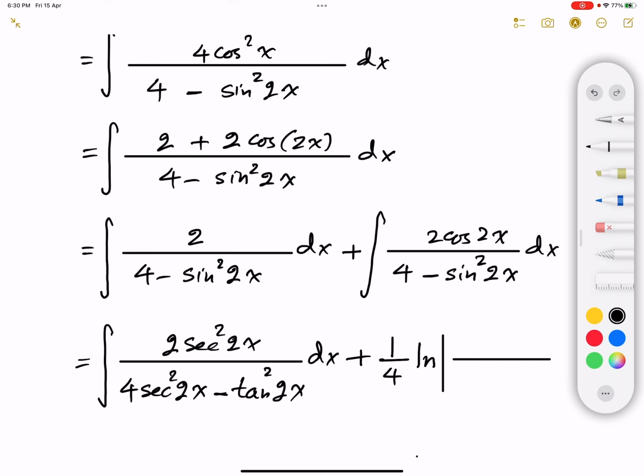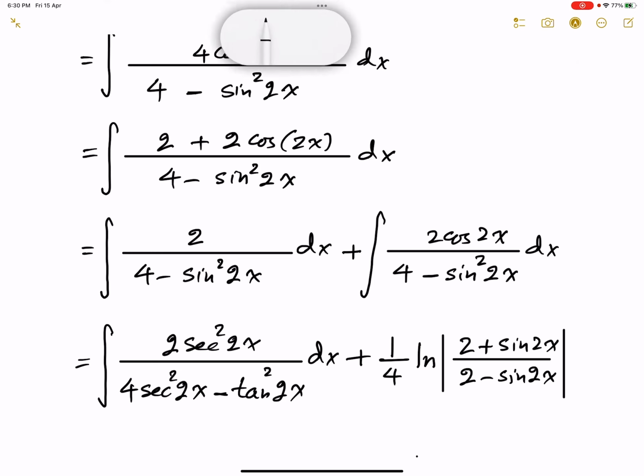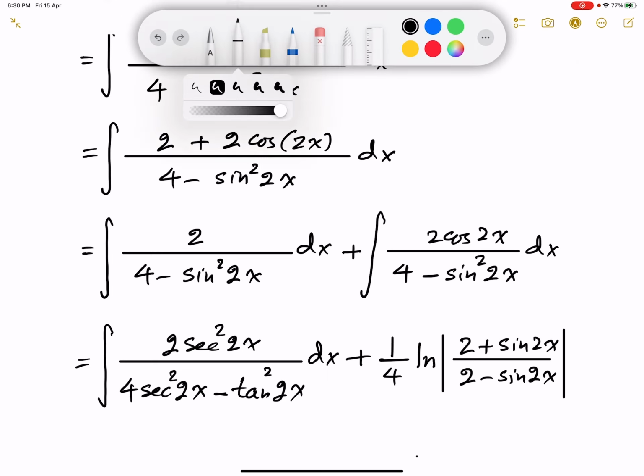So it's going to be 2 plus sine 2x divided by 2 minus sine 2x, and I will close the absolute value. Let me put this here, and of course plus c. So we're done with the second integral. Now we're left with the first integral.